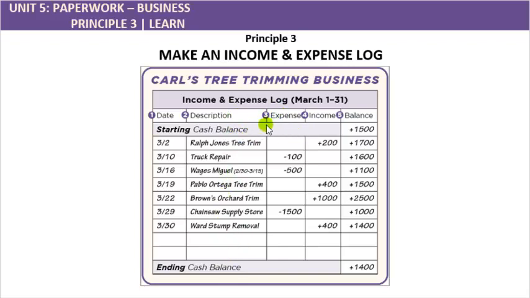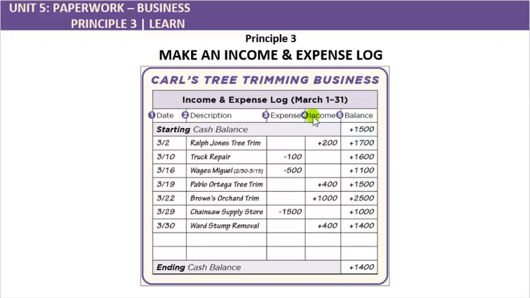Column number 3 is expenses, and that is the amount we spent, putting a minus sign in front of the number. That helps us to remember to subtract that amount from our cash balance.